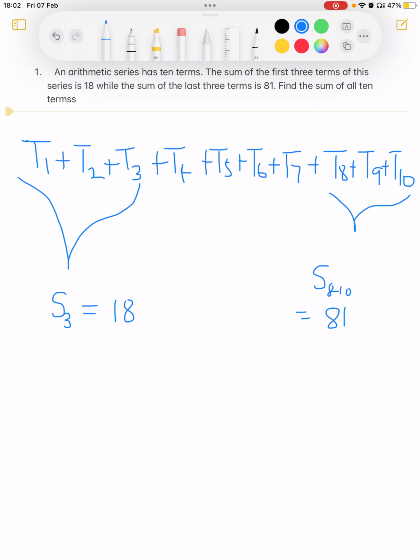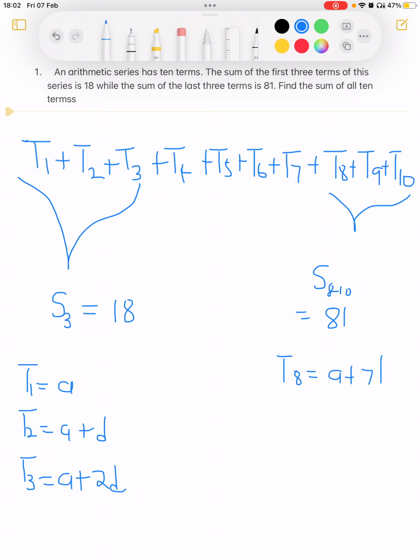Now, the first thing you need to know, this is arithmetic. So the first term of an arithmetic sequence is A. Second term is given by A plus D. Third term is given by A plus 2D. Then term 8 would be A plus 7D. Term 9 is A plus 8D. Then term 10 is A plus 9D.